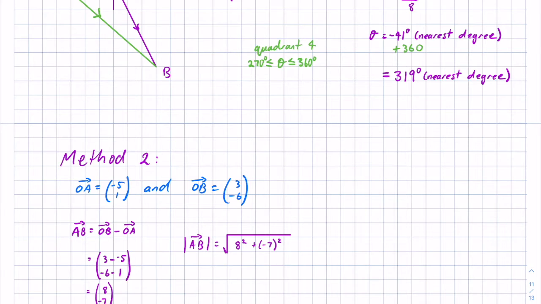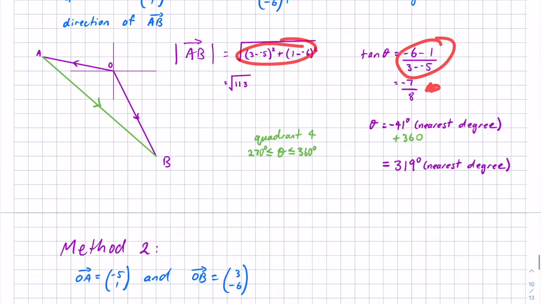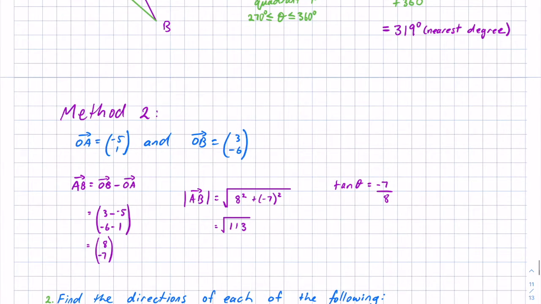So by finding the vector AB first, I don't need to use the more complicated formulas. I can use the more simple ones. And that's the square root of 113 again. Tan theta is just negative 7 on 8 now. So it's exactly the same thing as up here. We're just getting to skip those steps by finding AB first. So instead of using these numbers, we're just using the numbers for AB.